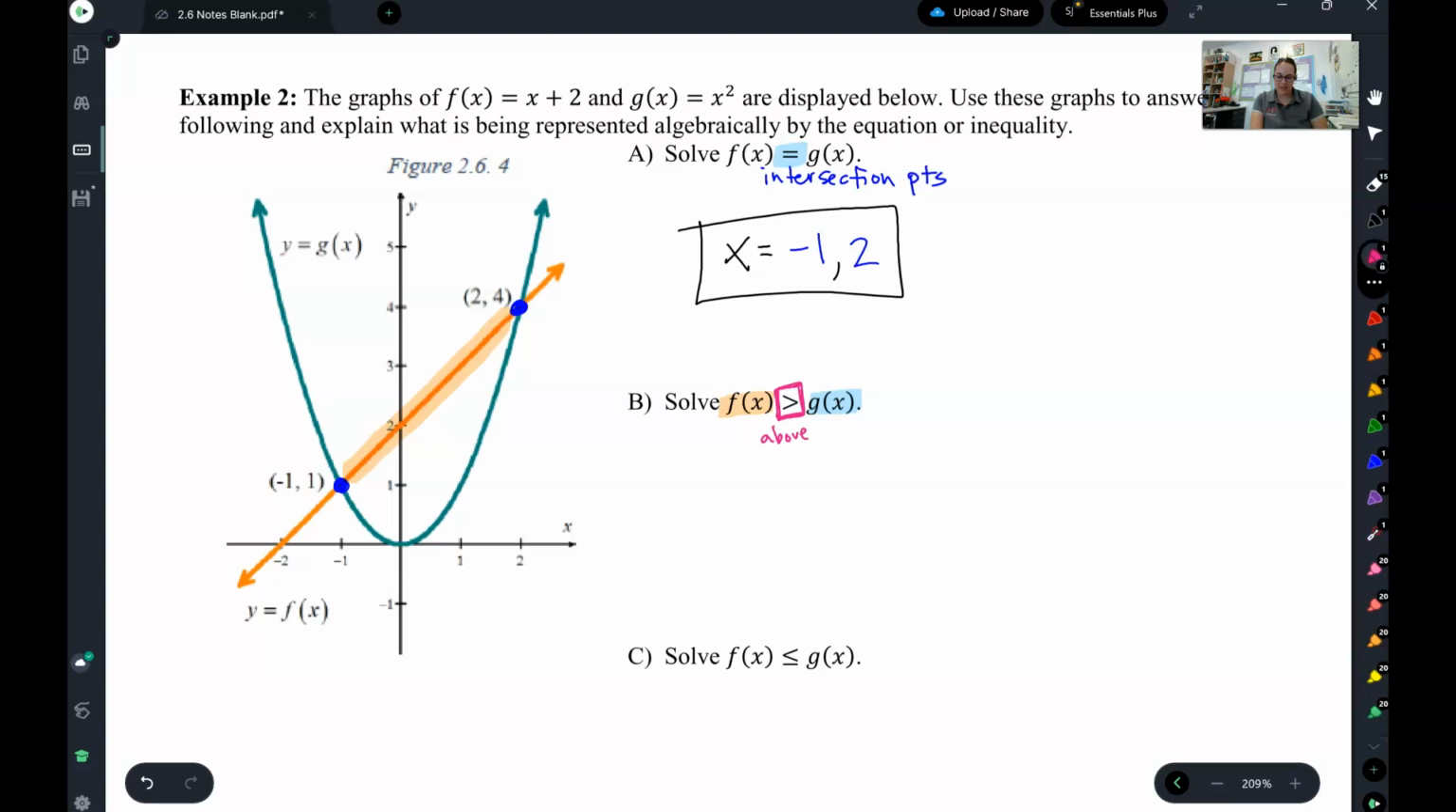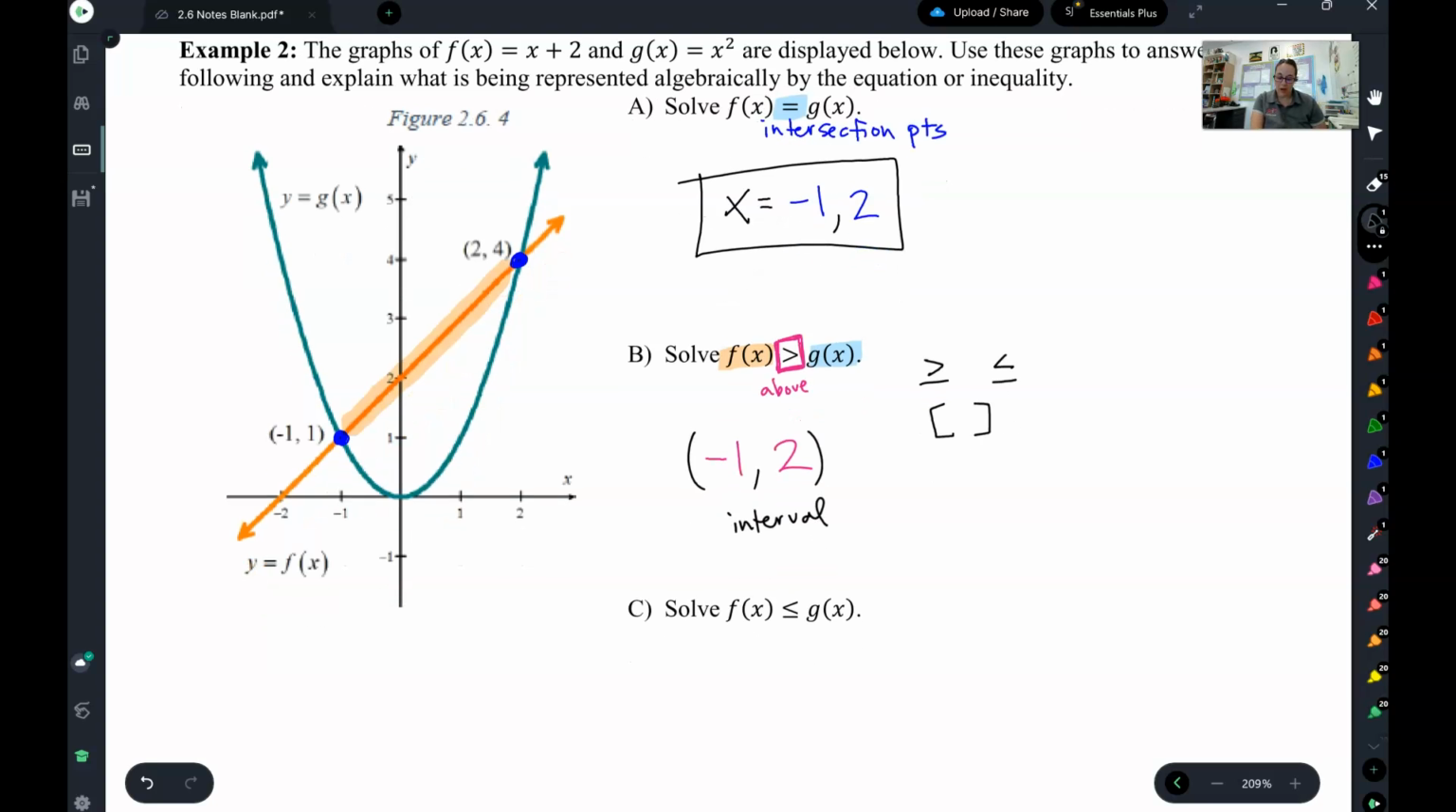So we would say that's happening from x equals -1 to x equals 2. There we go. So this is the interval. These are all the x values where the f of x graph is greater than or above the g of x graph. Now, we don't know if we should do parentheses or brackets. What tells us is this sign. If it's greater than or less than, we do parentheses. If it's greater than or equal to or less than or equal to, then we do brackets. So that helps us with C.